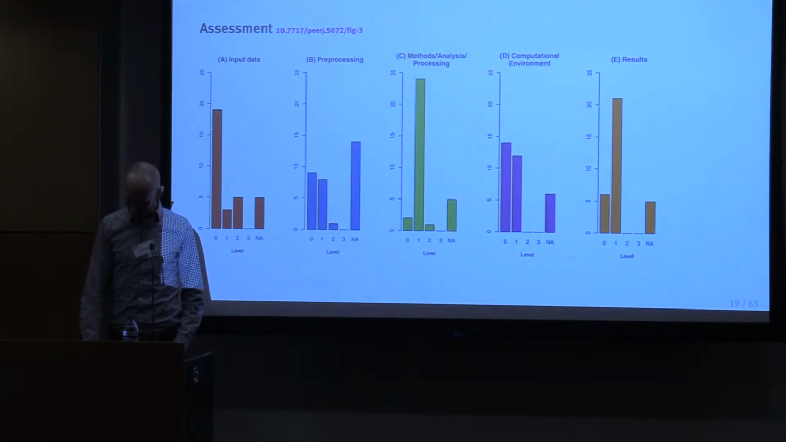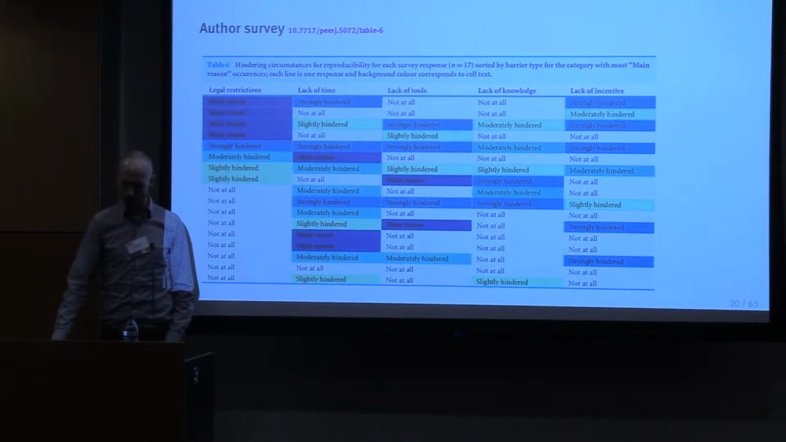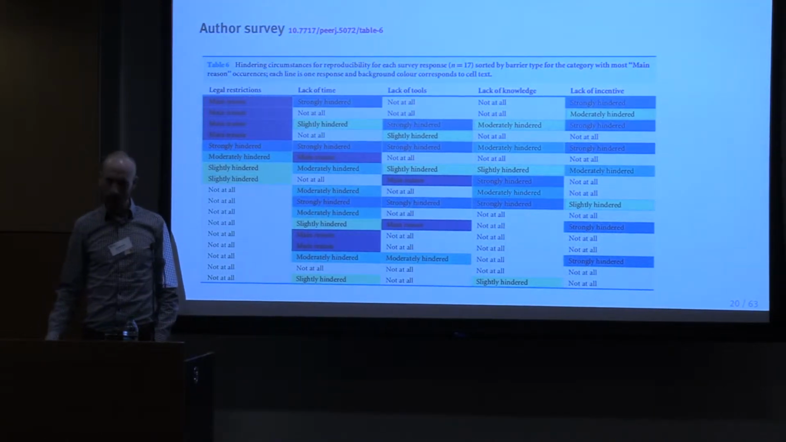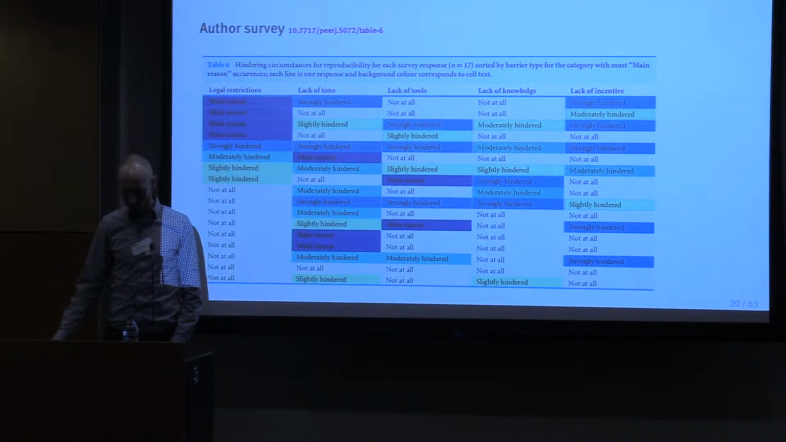After we had these results, we also wanted to ask the authors again what they perceived as the reasons why they didn't do it. We didn't have too many replies. I think 17 authors got back to us, in a survey on hindering circumstances for reproducibility, which they could fill out.